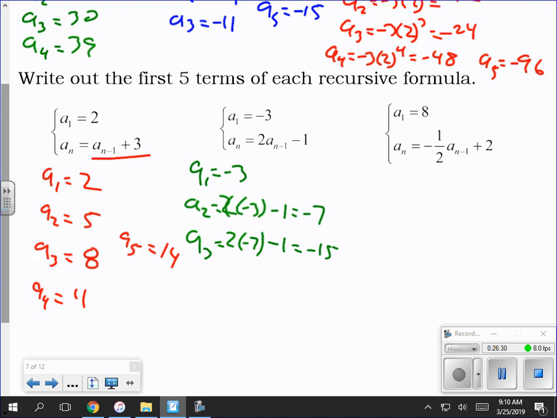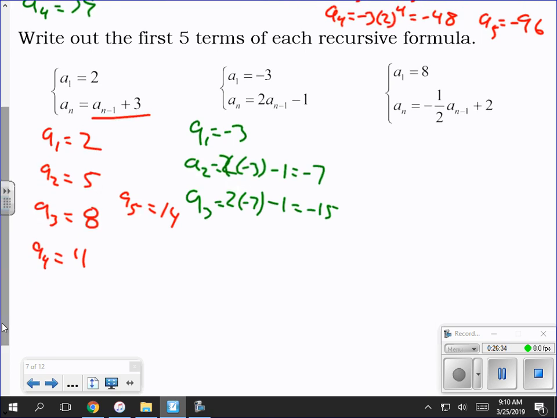There's always one or two of these I screw up. Okay. A sub 4 gives me 2 times -15 minus 1, which gives me -31, and so on. I'm not going to do them all here because we're running short on time.